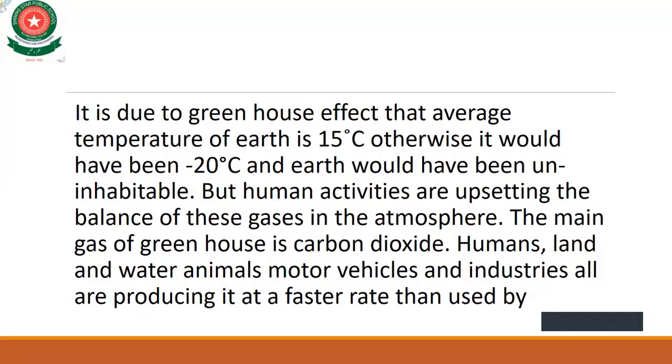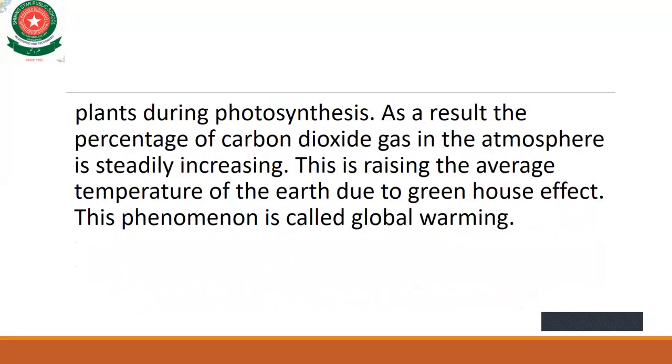But human activities are upsetting the balance of these gases in the atmosphere. The main greenhouse gas is carbon dioxide. Humans, land and water animals, motor vehicles, and industries are all producing it at a faster rate than it is used by plants during photosynthesis. Okay, these are the activities practiced by humans that are causing the increasing rate of carbon dioxide that is disturbing the ozone layer.